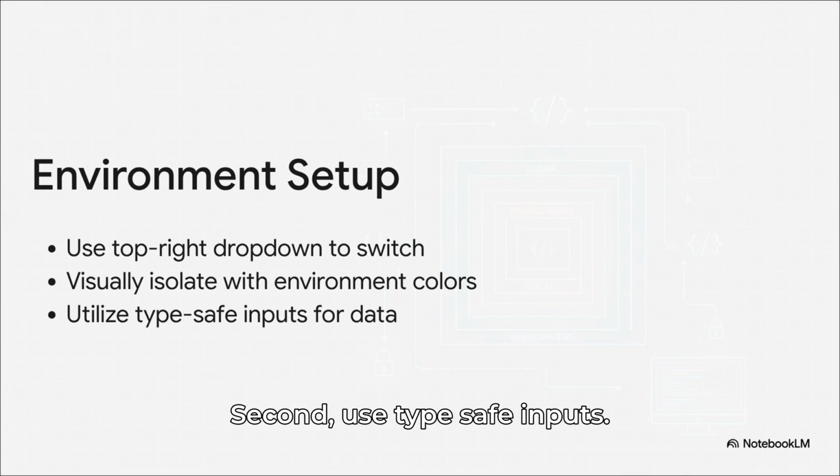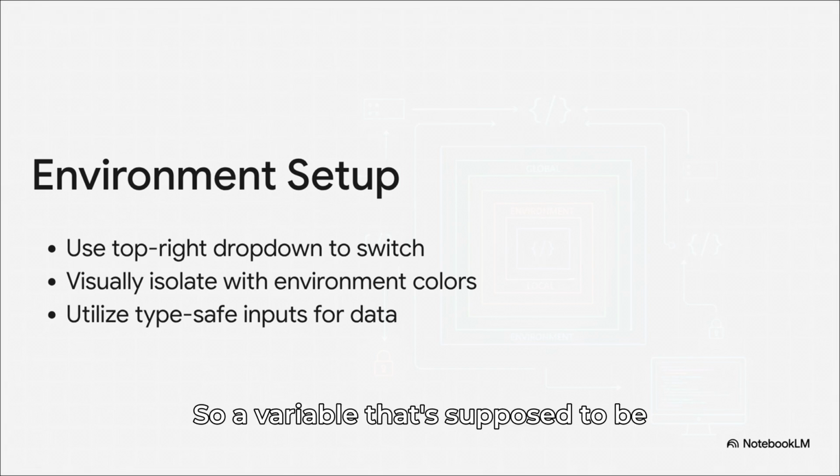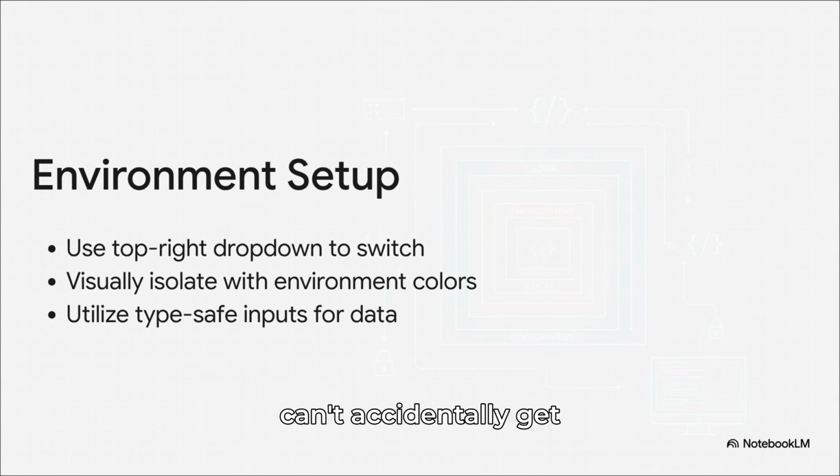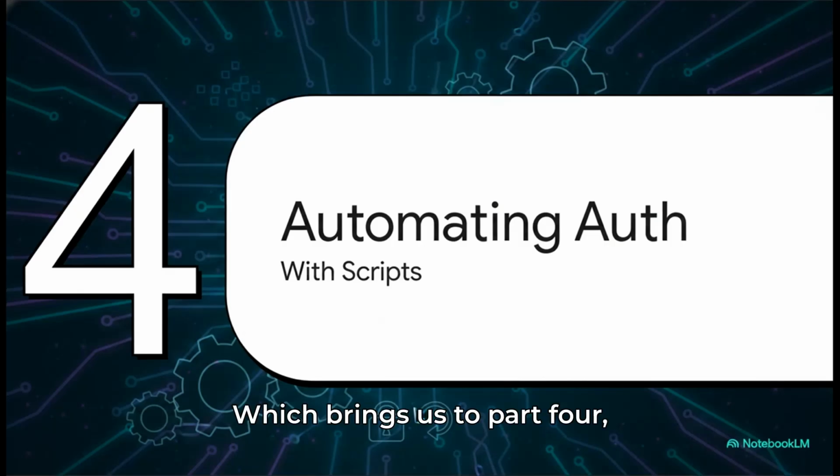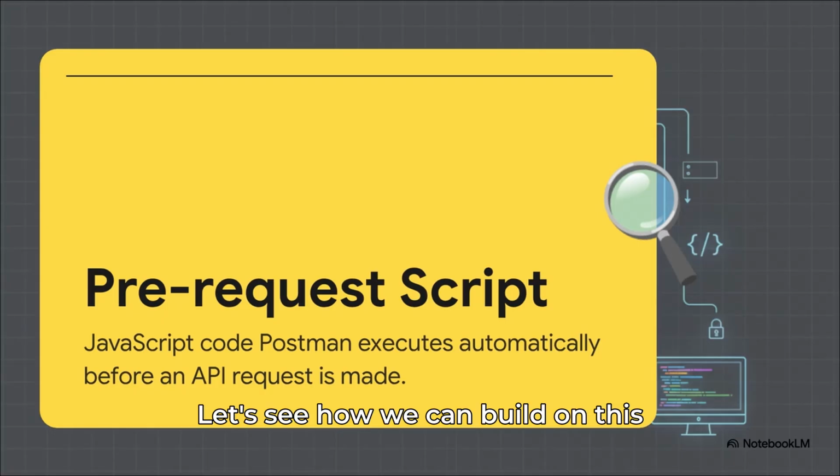Second, use type-safe inputs. You can actually define validation rules for your variables, so a variable that's supposed to be an integer port number can't accidentally get populated with a string. Which brings us to part 4, automating auth with scripts. Let's see how we can build on this to completely eliminate manual token pasting.